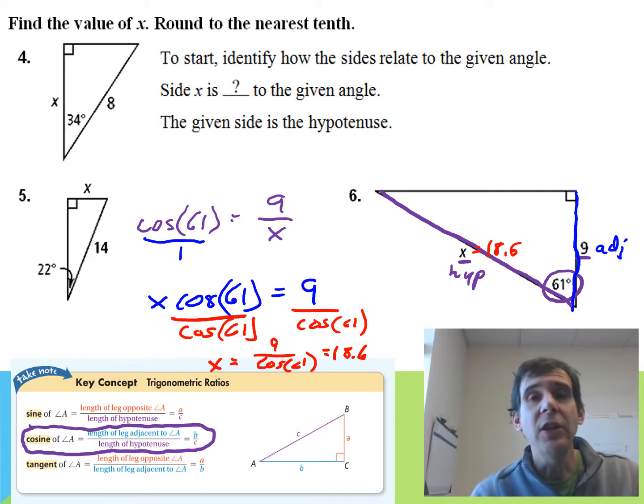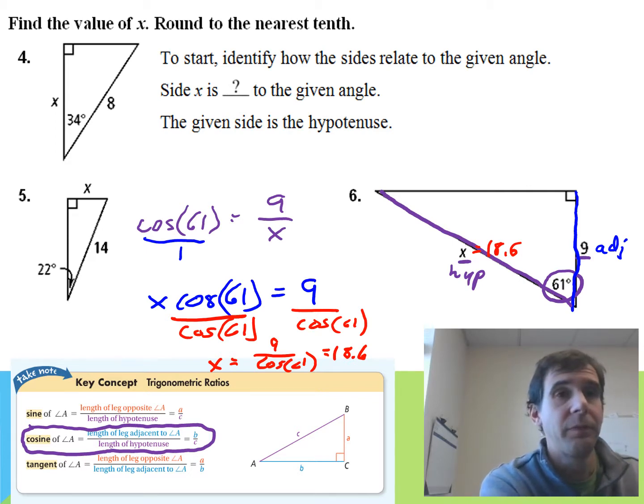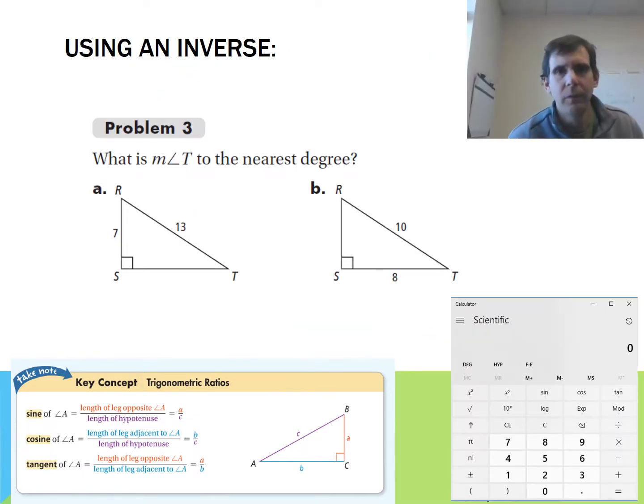All right, so let's take a look now at finding angle measures given sides using trig ratios. Let's look at using an inverse. Okay, if you remember back to Algebra 1, an inverse is where you switch the inputs and the outputs. So here, instead of taking an angle and finding a side as a result, now we're going to take sides and we're going to use them to find an angle.